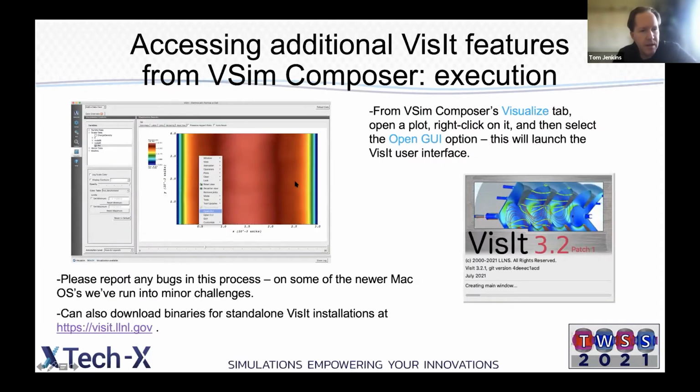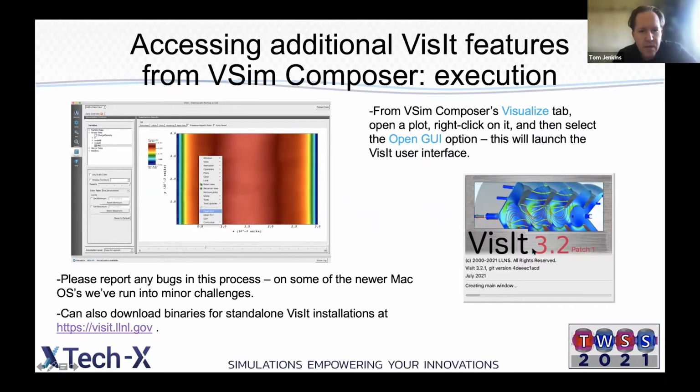So having done that, if you then come into your VSim window and you right click on it right here in the plot, there will be these extra options. One of them will be Open GUI, and that is actually the GUI for the VisIt software. So if I click on that, it will pop me up a window that launches VisIt.